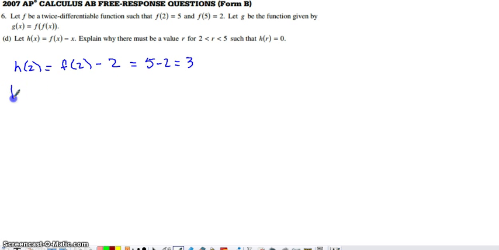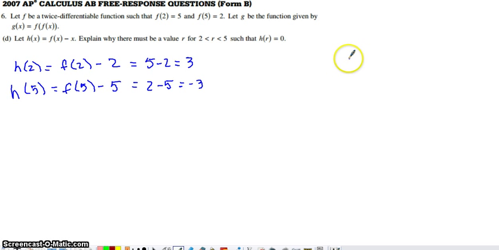If we computed h of 5 as well, h of 5 ends up being equal to f of 5 minus 5, just putting 5 in place of the x's in h, and f of 5 we know the value of. We've used that already once or twice. f of 5 is 2, so I'm going to be looking at 2 in place of this, and then minus 5, giving me a value of negative 3.